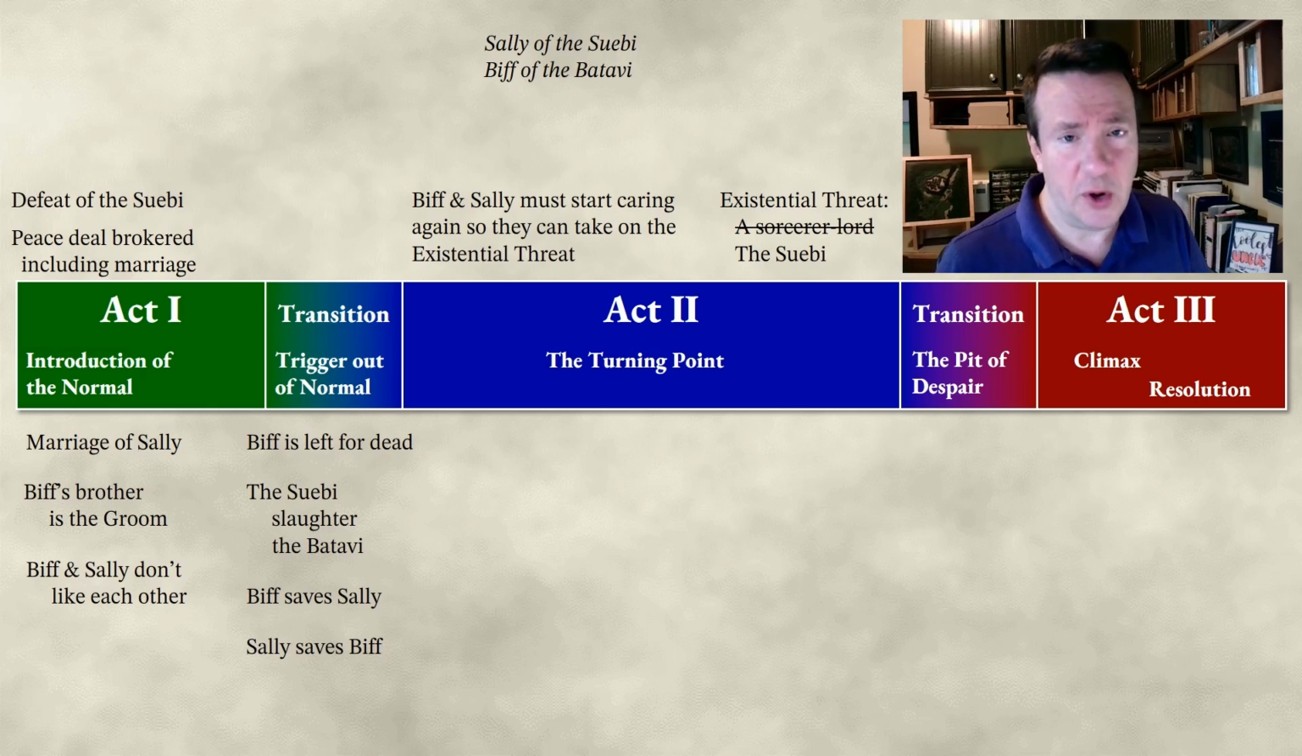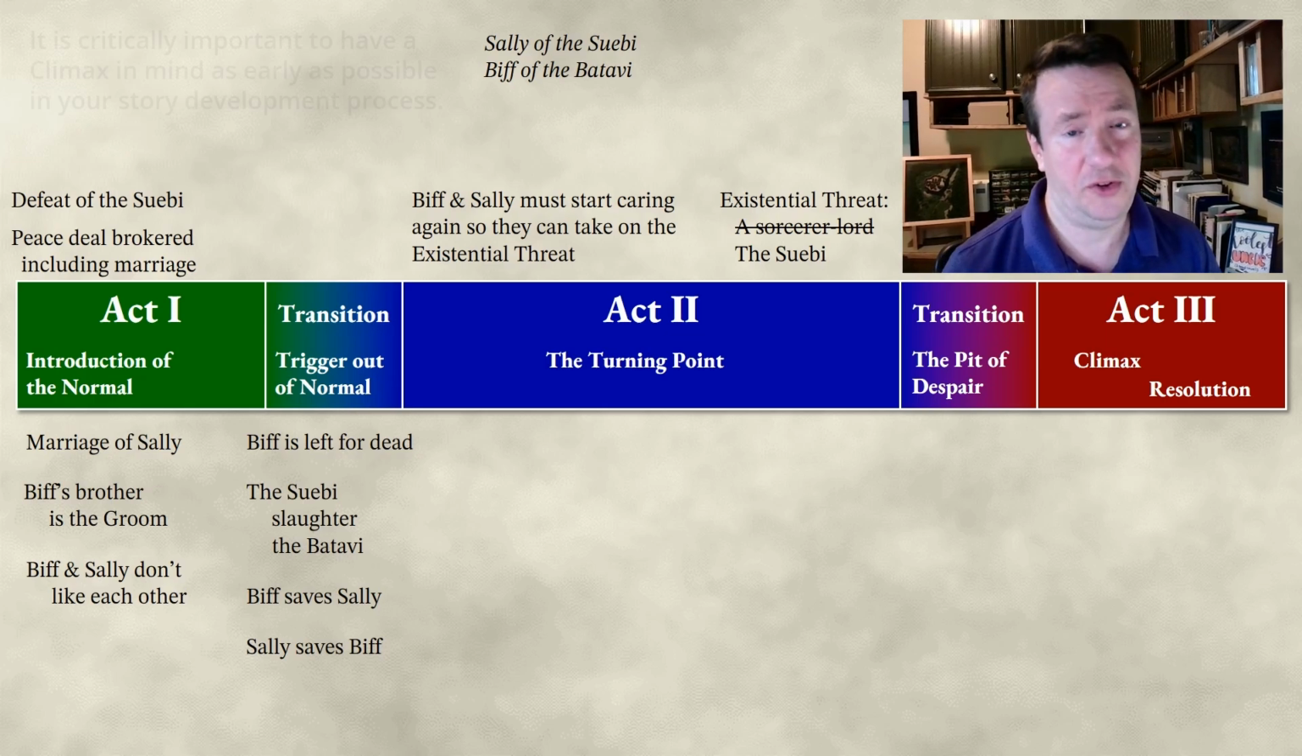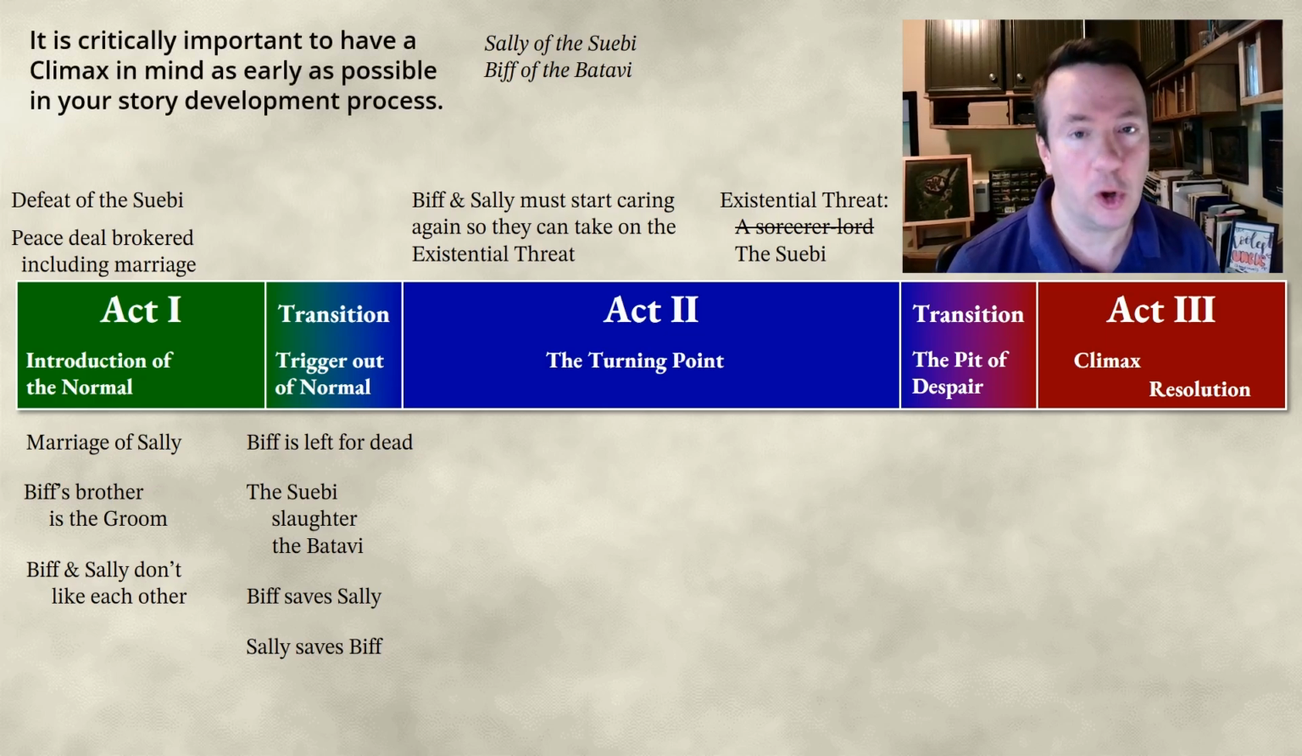What we do want to note as we continue with this process are those three critical remaining stages of the three-act structure. Specifically, the turning point in the middle of Act 2, the pit of despair that bridges Act 2 to Act 3, and most important of all, the climax of the tale. I'm going to start with the climax because that is our aim point. I cannot understate the importance of having a climax in mind very early in your story development process. Otherwise, you will lose focus.